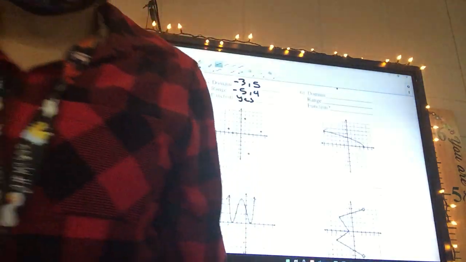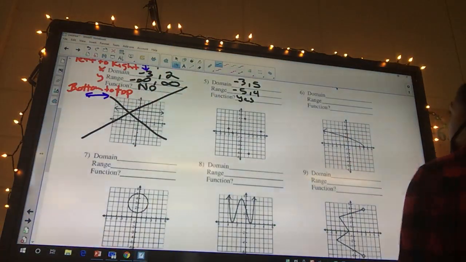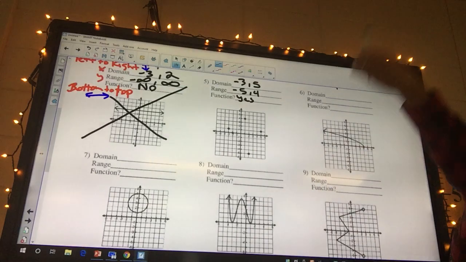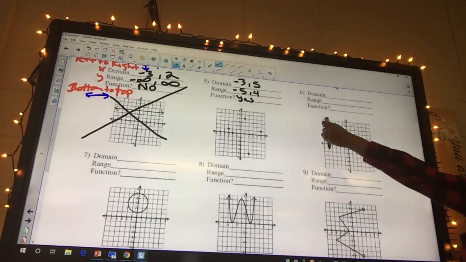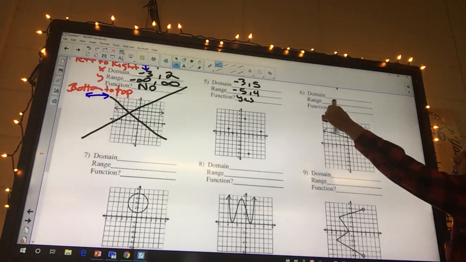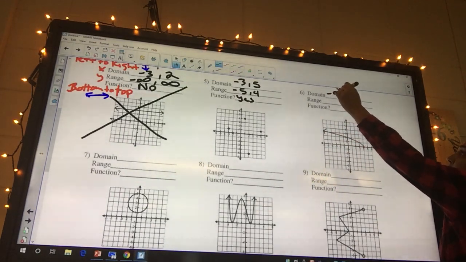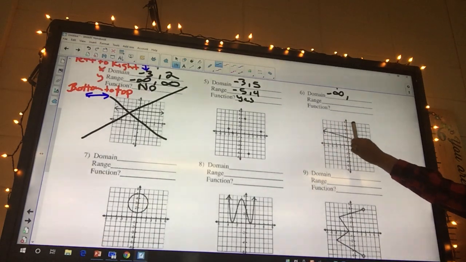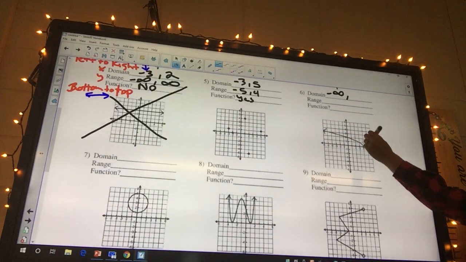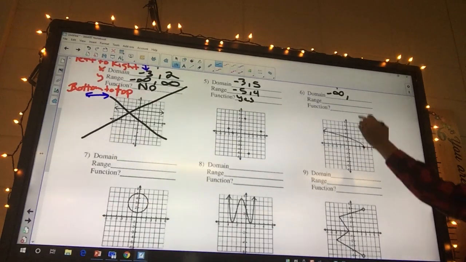Okay, so if we look at 6, my domain, I have my pencil up and down. What's the first thing we're gonna hit? It's gonna be that arrow, so it's gonna be negative infinity. And then I keep going, and I drag my pencil all the way until I hit the last part of the graph, which is right here. Okay, and that's gonna be at 4.